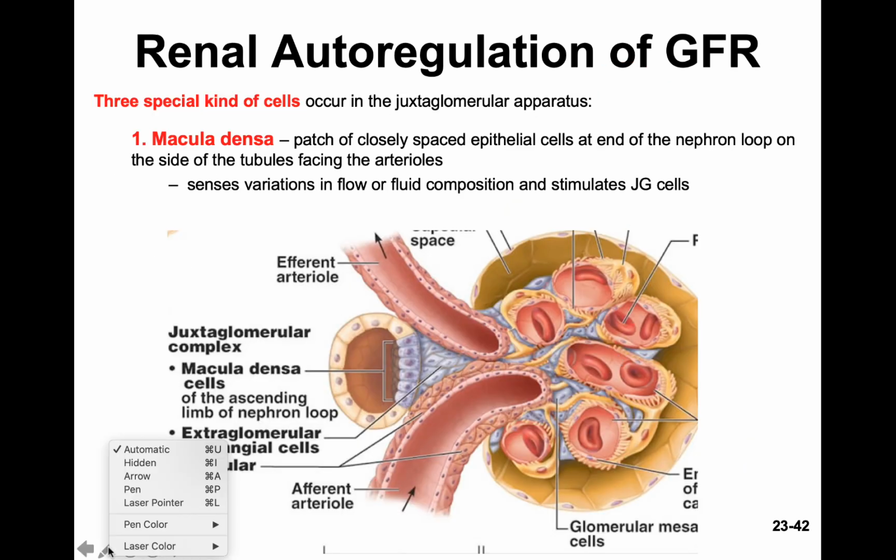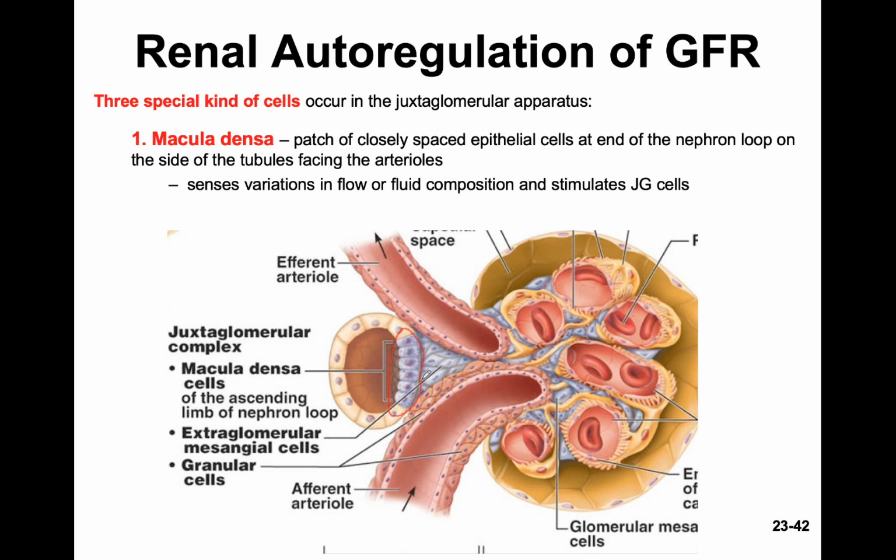So, again, I'm going to get my pen. I said there was 4 types of cells because technically the intraglomerular and extraglomerular mesangial cells are 2 groups of cells. But for this PowerPoint, we've grouped them together and just called them mesangial cells. So again, let's start from the top. Cell number 1, the macula densa cells.